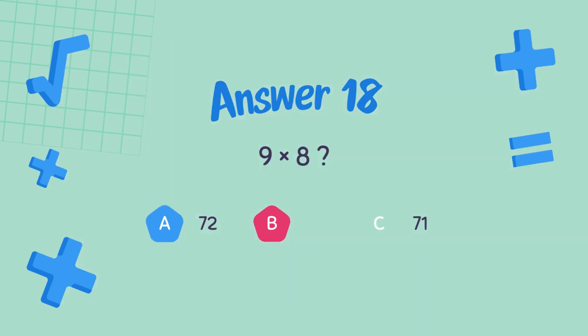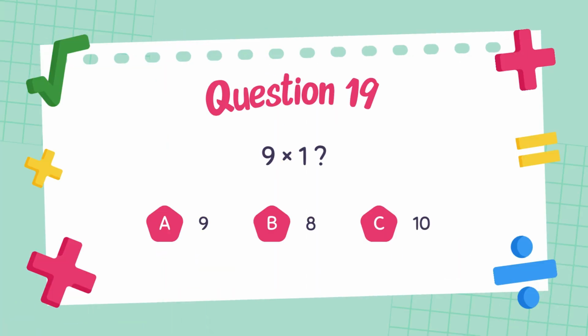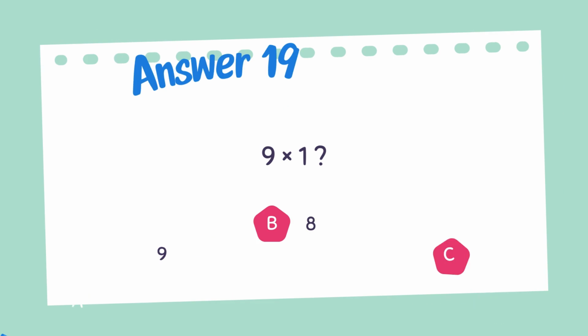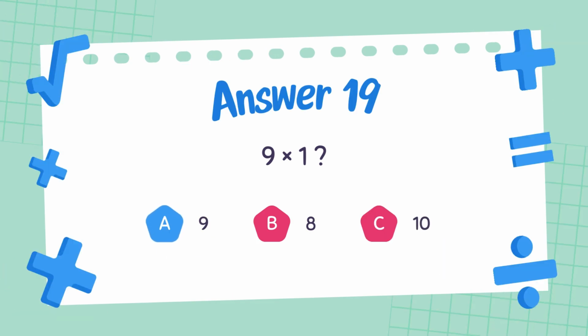Fantastic. Question 19. What is 9 times 1? Is it A, 9, B, 8, or C, 10? The answer is A, 9.